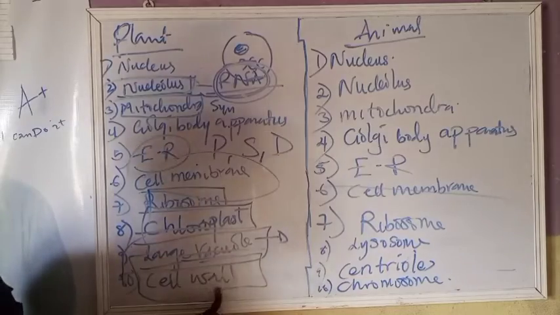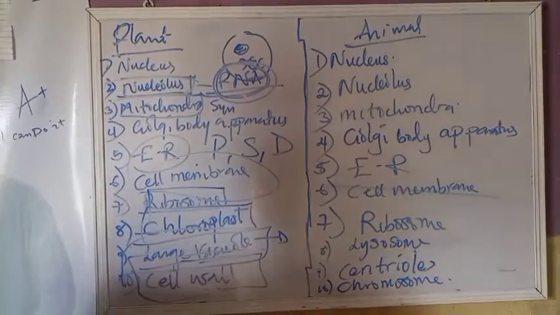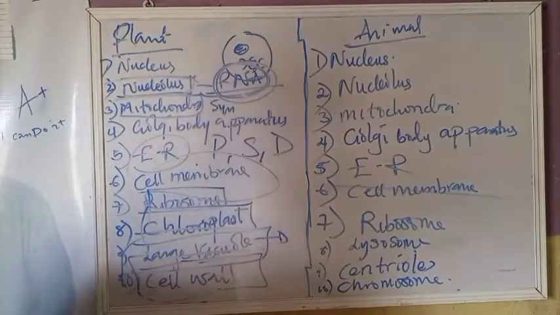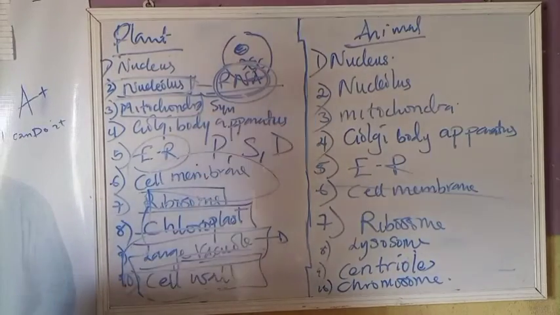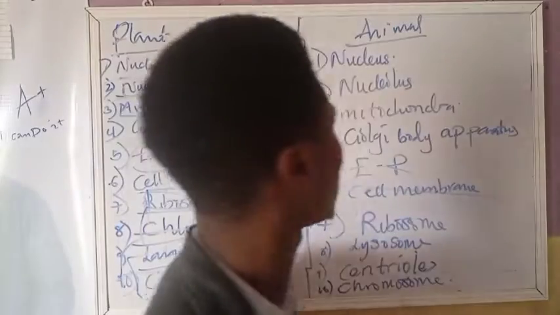The cell wall of plant cell is made up of cellulose. Please note that. For those doing JAMB, you have to know that the cell wall of plants is made up of cellulose, while animal cell does not have cell wall. So their own cell wall is not made up of cellulose.